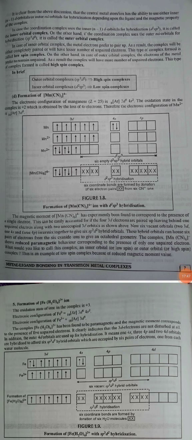Formation of [Mn(CN)6]⁴⁻. The electronic configuration of manganese (25) is 3d⁵ 4s². The oxidation state in the complex is +2, which is obtained by the loss of 4s electrons. Therefore, the electronic configuration of Mn²⁺ is 3d⁵. The magnetic moment of [Mn(CN)6]⁴⁻ has been experimentally found to correspond to the presence of a single unpaired electron.